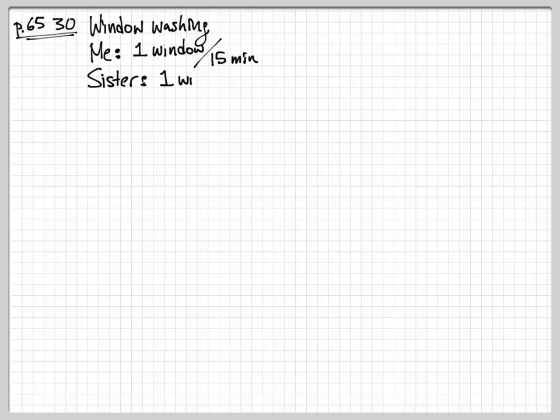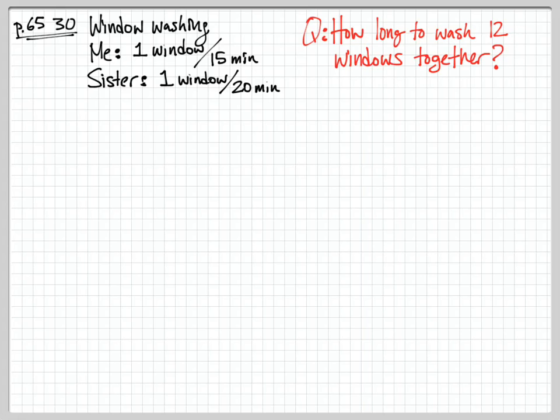Okay, the next problem I'm going to do is page 65. It's one of your homework problems, actually. Problem 30. It's a window washing type of problem. 2 people working, myself working at a rate of 1 window for every 15 minutes, and my sister who can wash a window every 20 minutes. And the question is, how long would it take to wash 12 windows if we worked together?